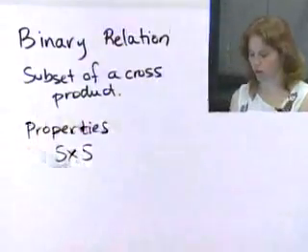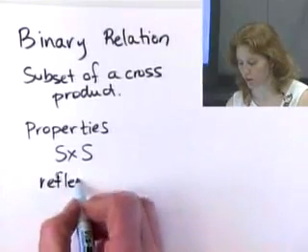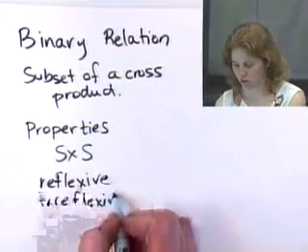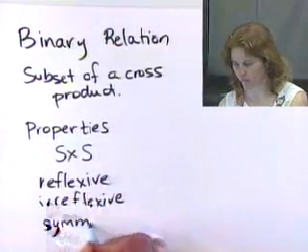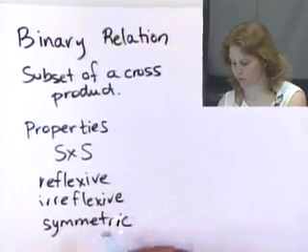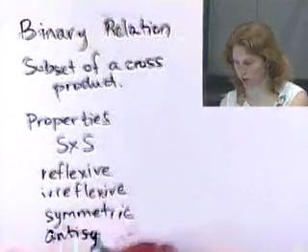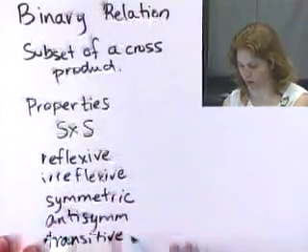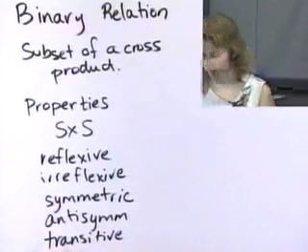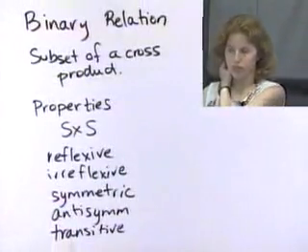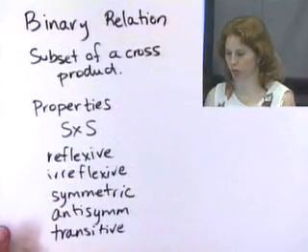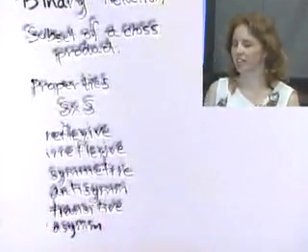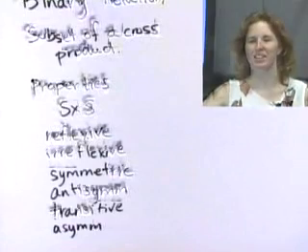So things like reflexive, irreflexive, symmetric, anti-symmetric, and transitive. You already have all of these. I just want to remind you what they are. You have them in your notes. And we have one more, right? Asymmetric. I never write them all out. Just write it so you know which one is which.